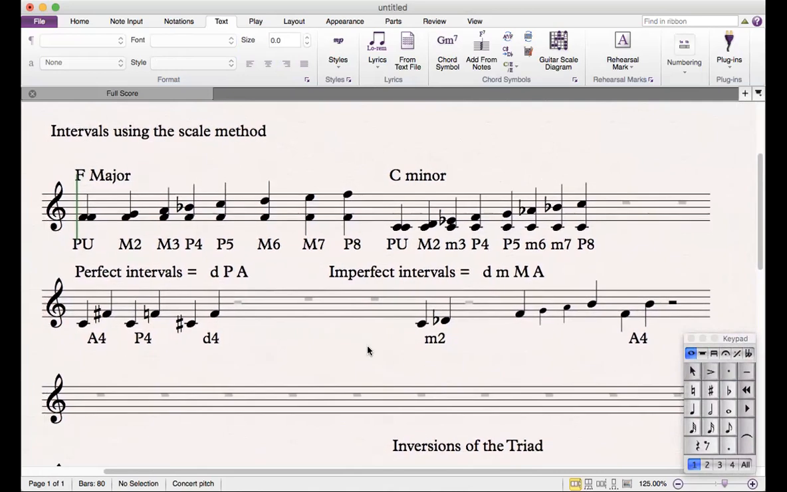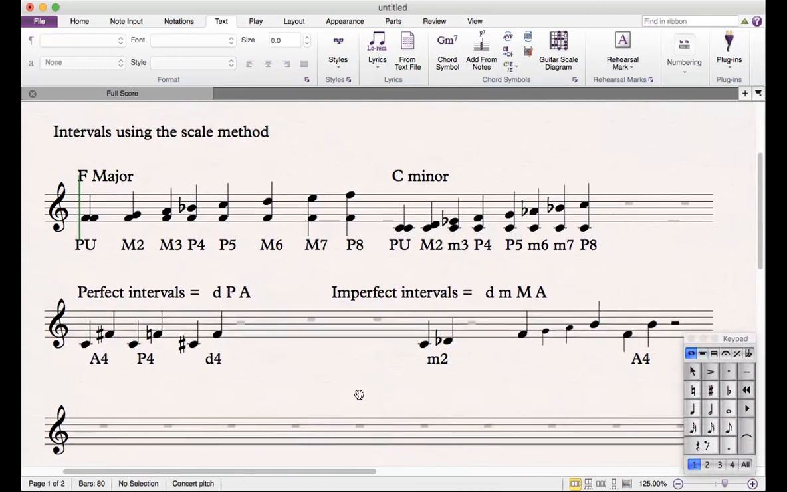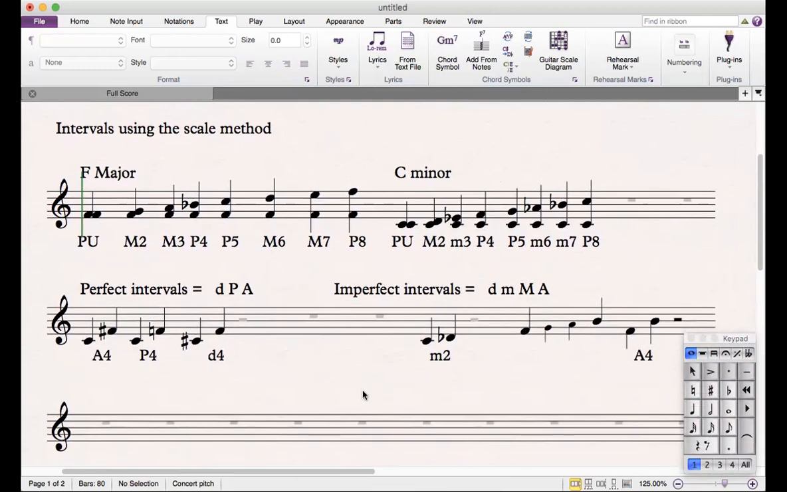So if you feel like, okay, I know all of my major scales, I know all of my minor scales, this is really going to be helpful figuring out intervals. If you don't know those, well, first of all, you should be learning all of your major and minor scales, but that's a long process. The other way to do it is to count half steps. So you can have a little chart next to you. You can count in half steps and or whole steps.